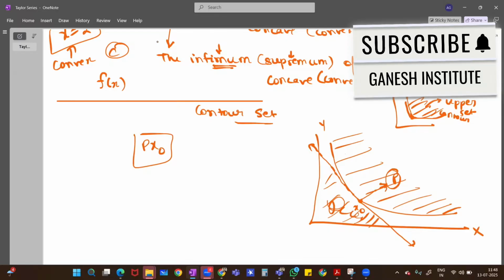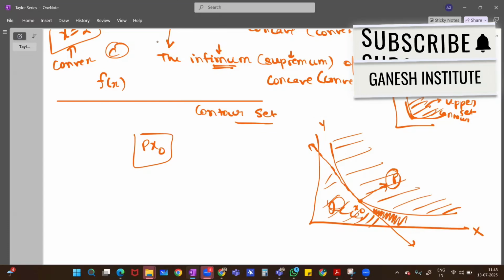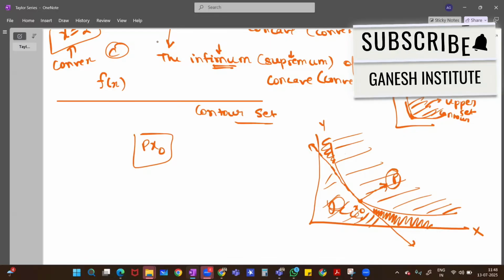The lower contour set will be those values for which the graph, which are the values which are bounded by the curve and the tangent, because it is a convex. So I'll be having minima.